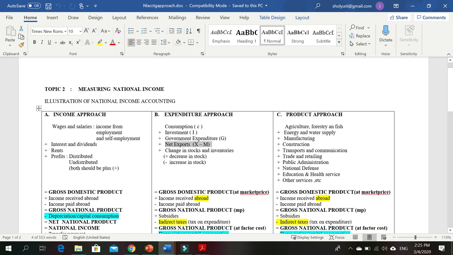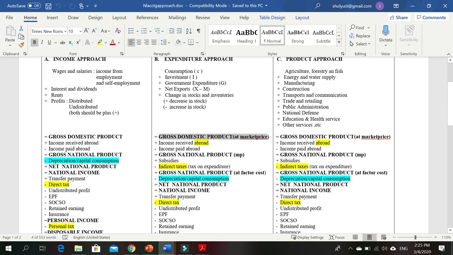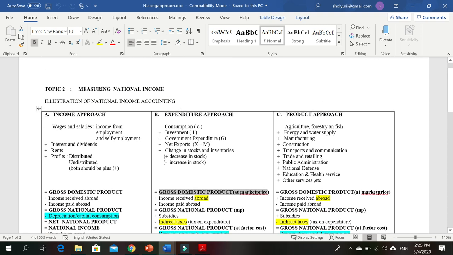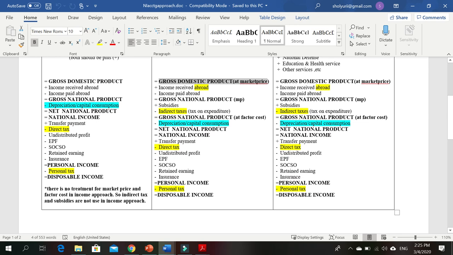And you need to mention also the change in stock, and when you add everything, you get gross domestic product. Afterwards, you must add income received abroad minus income paid abroad, then you get your gross national product. So you need to explain the method to get the national income. Very simple.